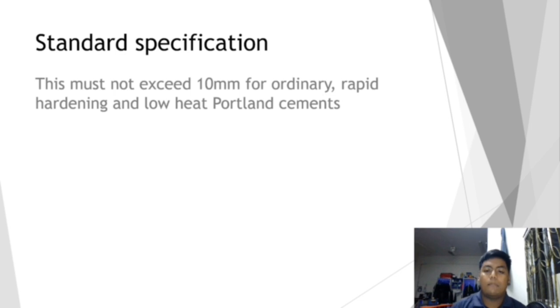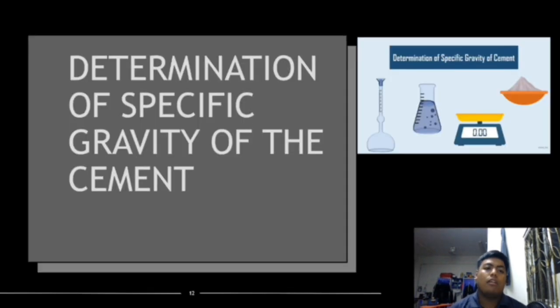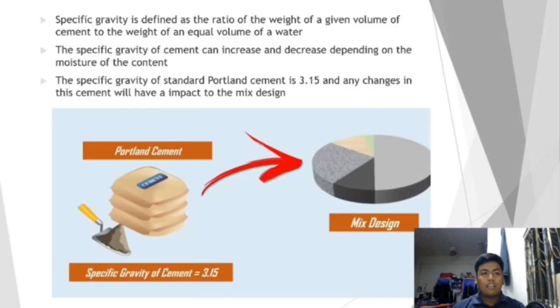must not exceed 10 mm for ordinary, rapid hardening, and low heat Portland cement. So, secondly, we will talk about the second test, which is determination of specific gravity of the cement. Specific gravity is defined as the ratio of the weight of a given volume of cement to the weight of an equal volume of water.